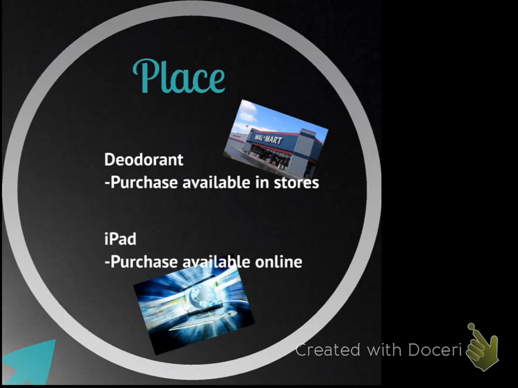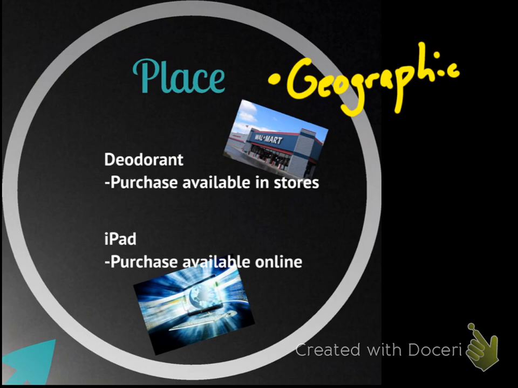All right, the second P is place. So we need to talk about where we can buy our products. The first thing you need to think about is the geographic place. Like, is it in the United States? Is it in New York? Where can you actually physically go buy that product? So where are your stores located? That's one thing you could think about. Is there a physical store where you can buy this product?